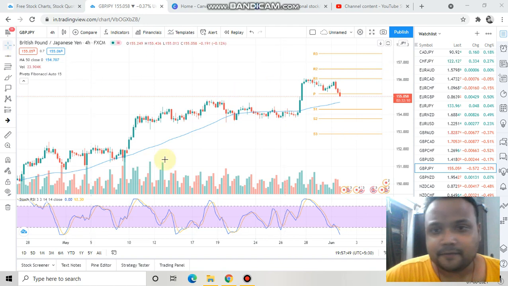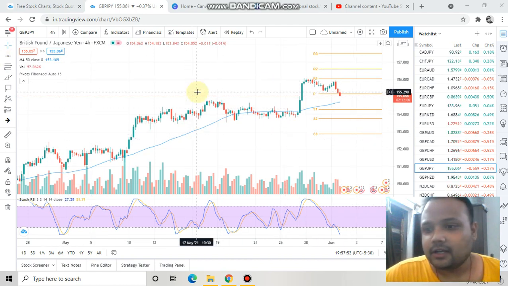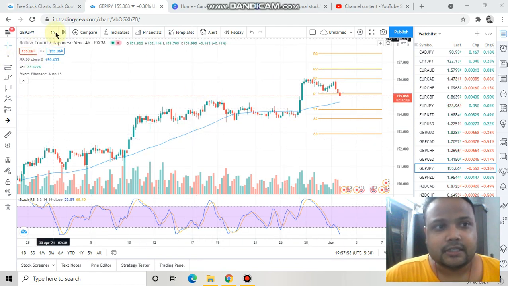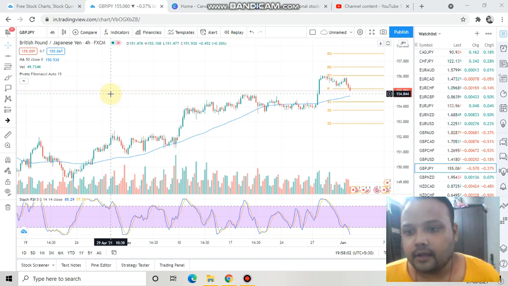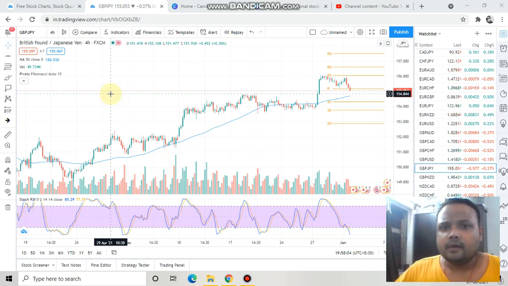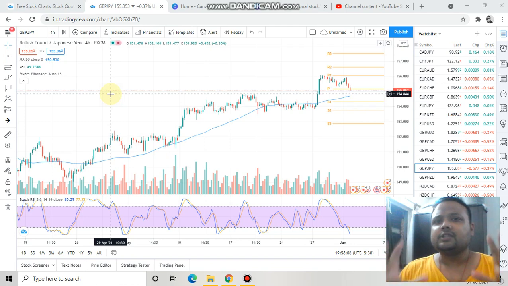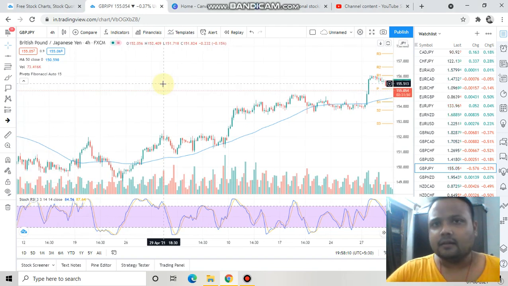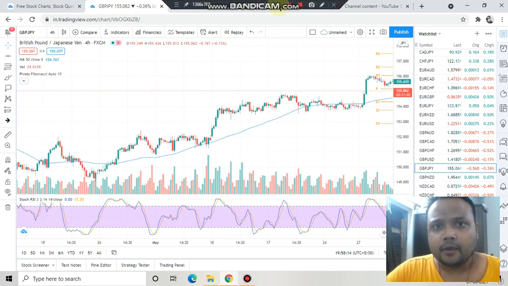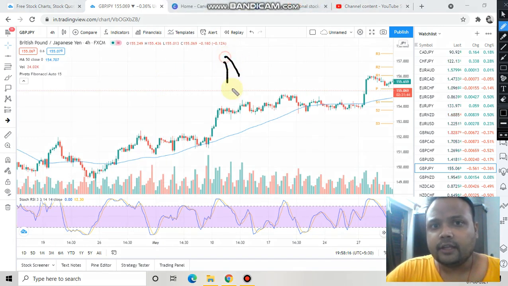So let's get started. This is the chart of GBP JPY and as you can see, I'm in the 4 hours time frame. If we just look at the chart, then we can easily see that the market is in uptrend. There is no doubt about it. More or less, the chart looks quite clean. Clean uptrend. And as I always say, we should always follow the trend.